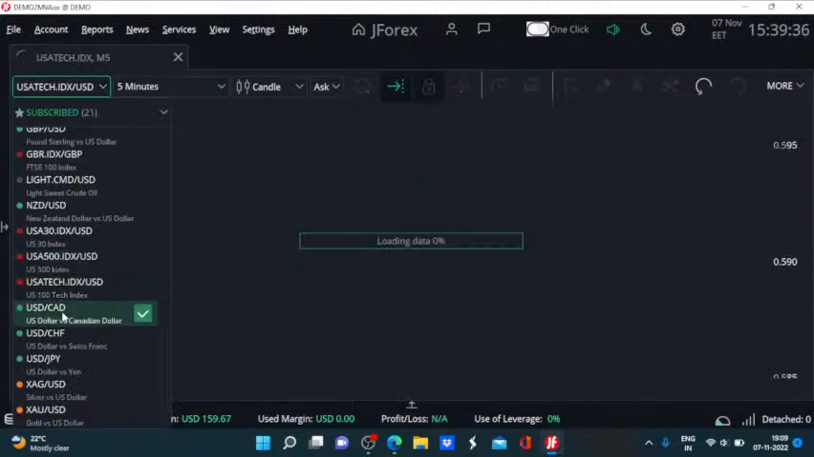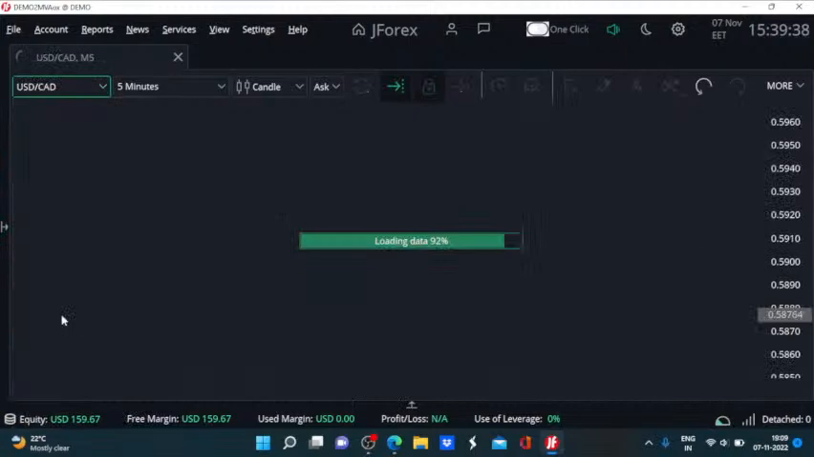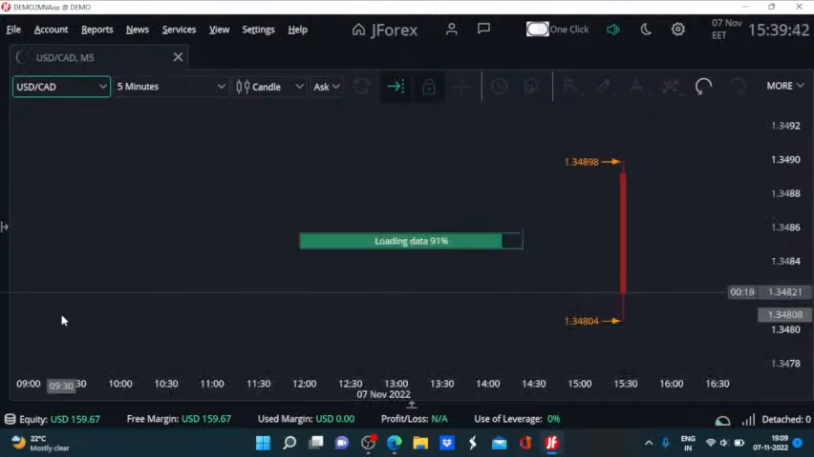For CAD, we will have to reverse the scale.